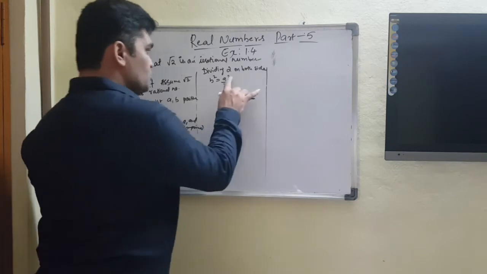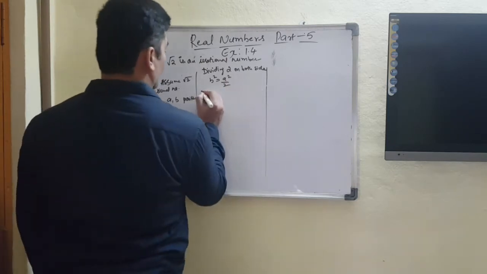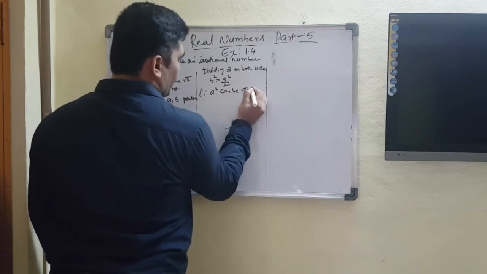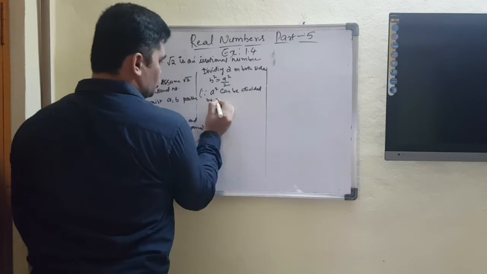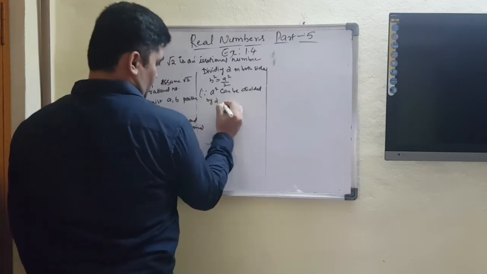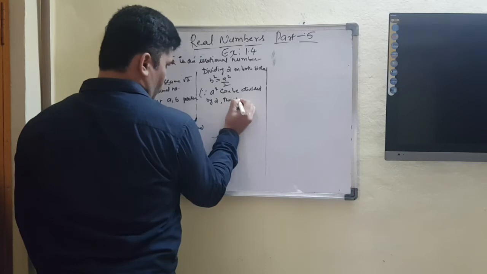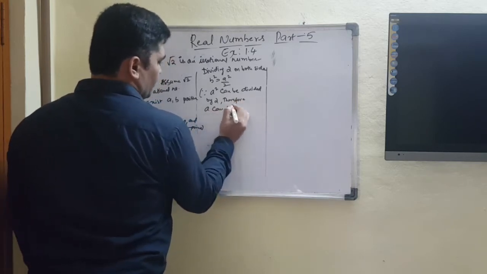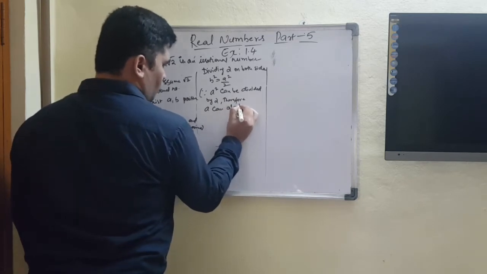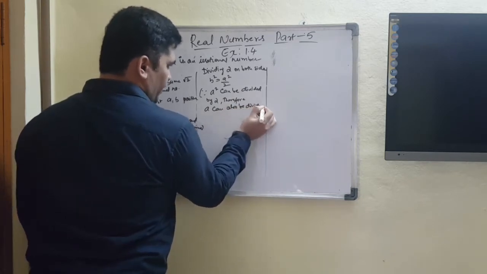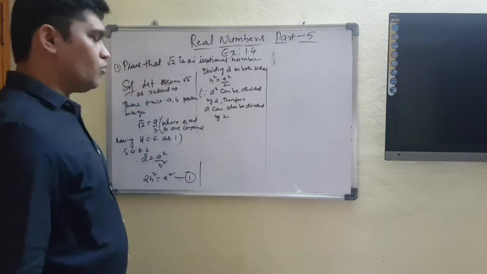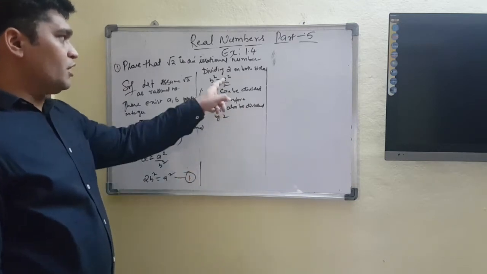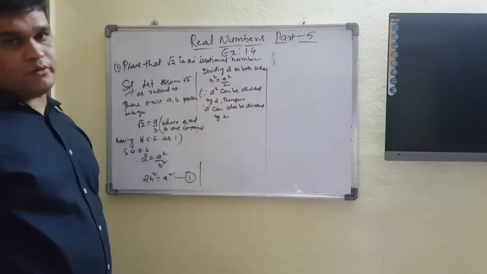Proceed now. So b square equal to a square by 2. It means a square can be divided by 2. Since a square can be divided by 2, therefore a can also be divided by 2. The a which I am considering can also be divided by 2. It means if a square is divisible by 2, definitely a is also divisible by 2.